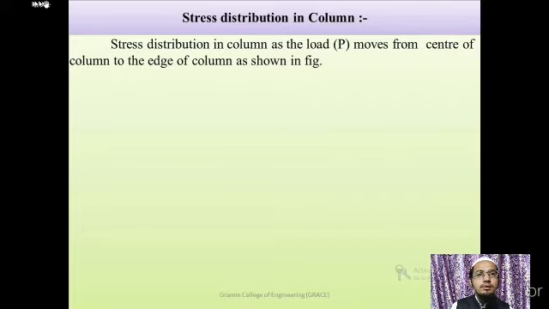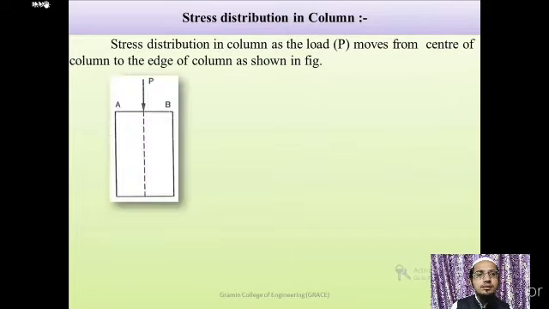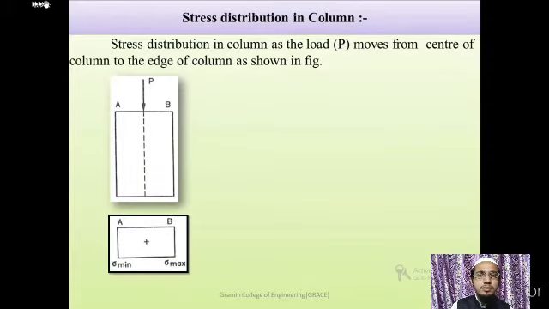In figure 1 you can see that the load is acting axially, that is, P is acting along the longitudinal axis of the column, on the top face of the column, that is on the edge AB. Due to this axial loading, the stress distribution will be simple, due to the direct stresses only, and the final distribution will be rectangular, or sigma minimum and sigma maximum will be equal.